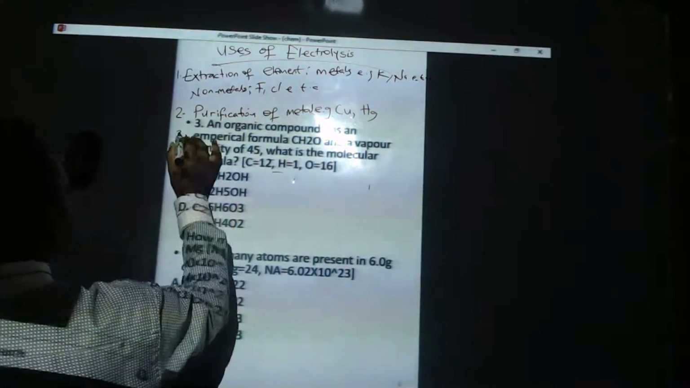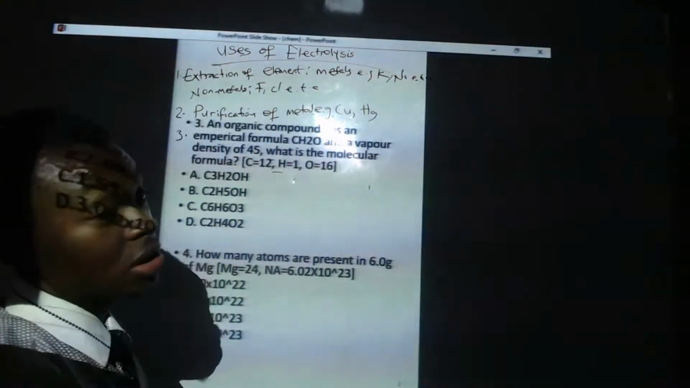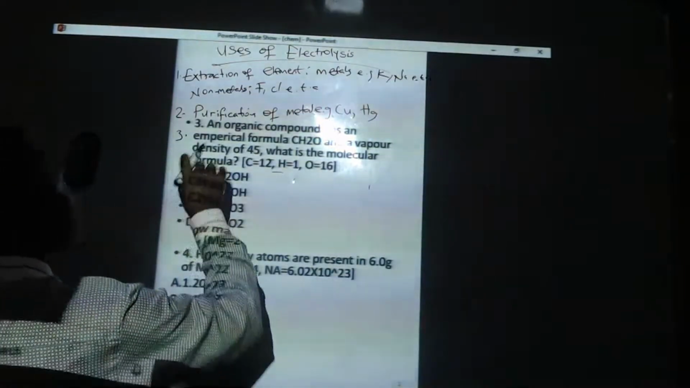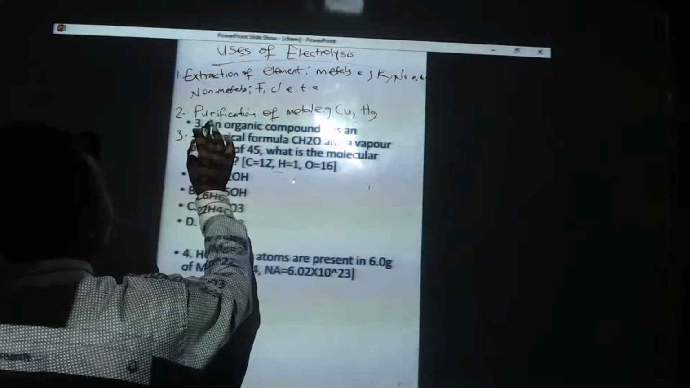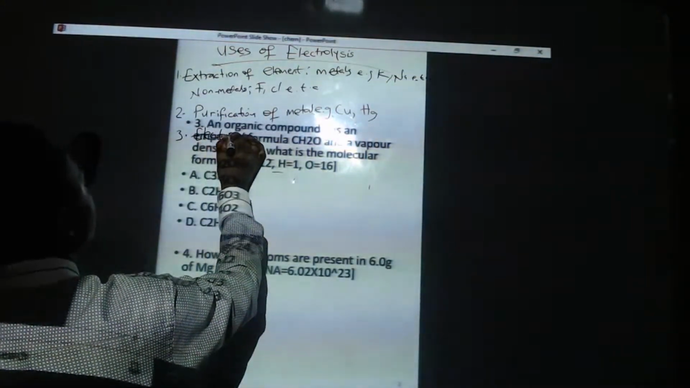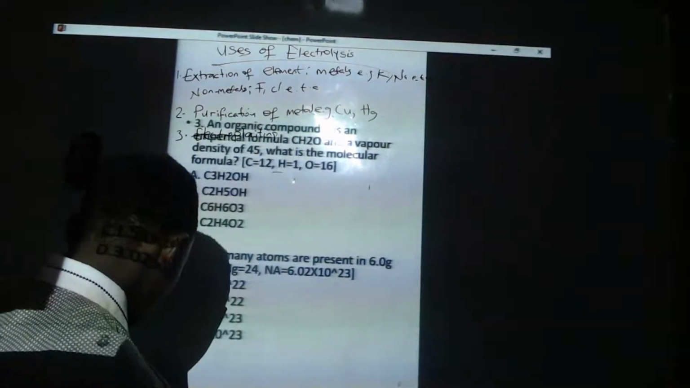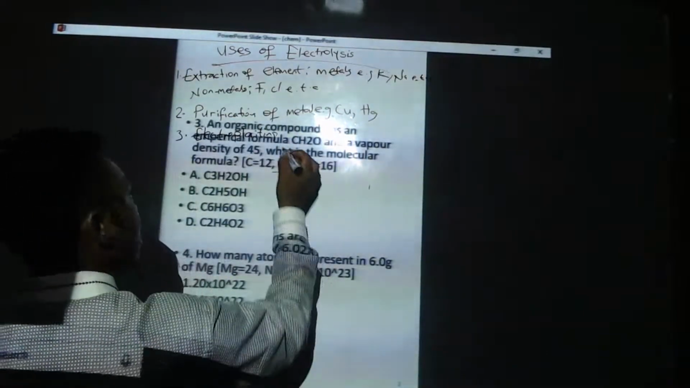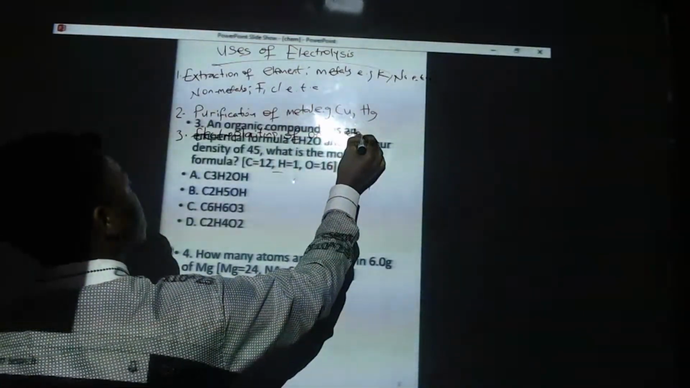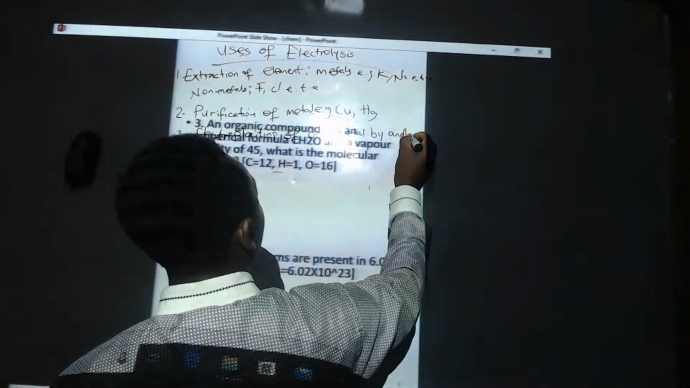Remember, I told you what electroplating is. When you use a surface of a metal to coat another metal, that is electroplating. So electrolysis helps in electroplating of one metal by another.